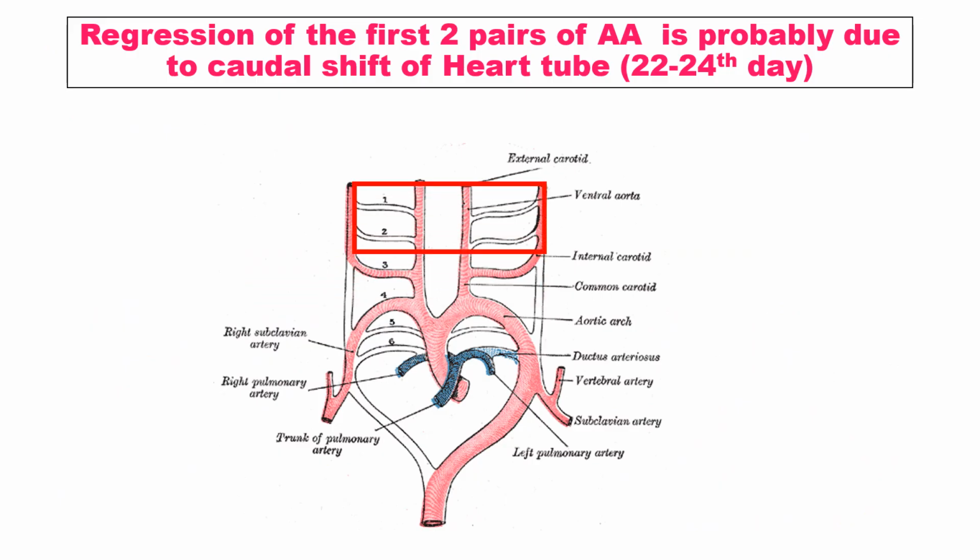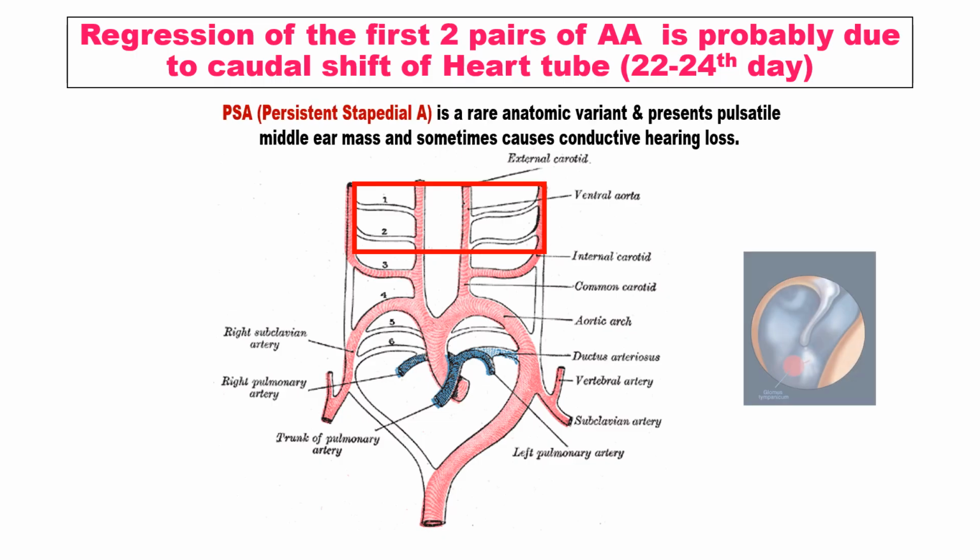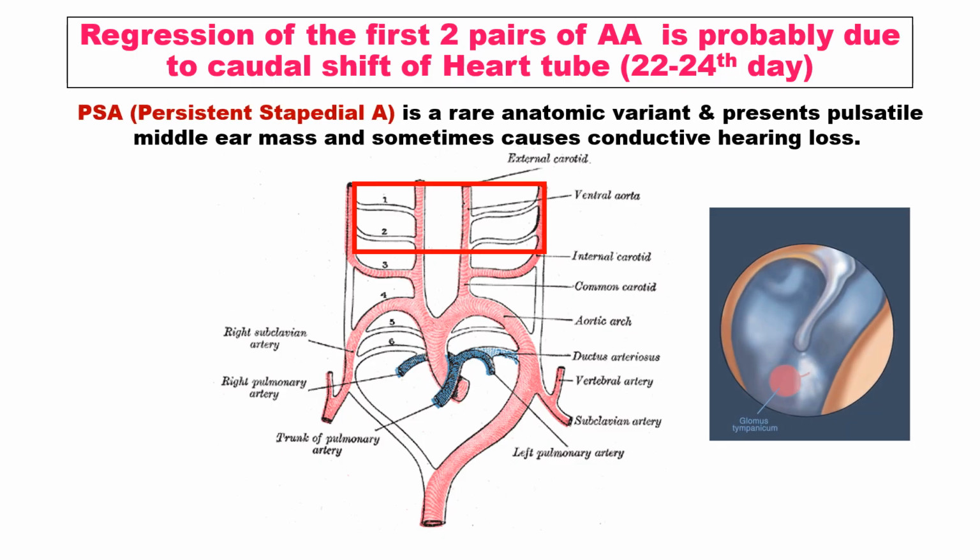Regression of the first two pairs of aortic arch arteries is probably due to the caudal shift of the heart tube, which occurs between the 12th to 24th day. A persistent stapedial artery is a rare anatomical variant and presents as a pulsatile middle ear mass and sometimes causes conductive hearing loss.